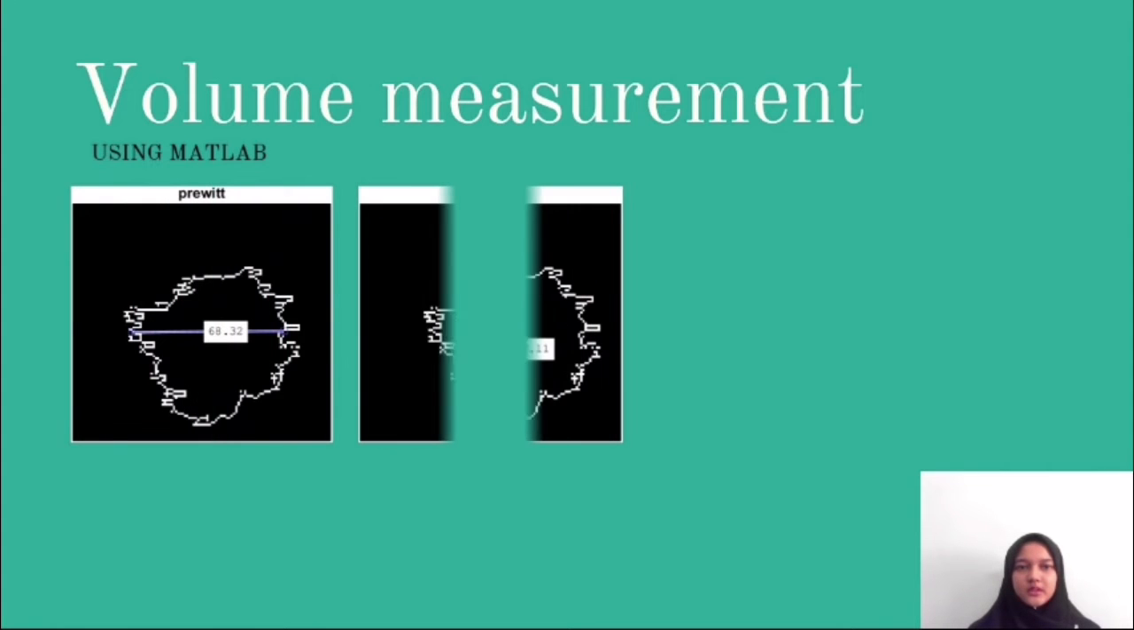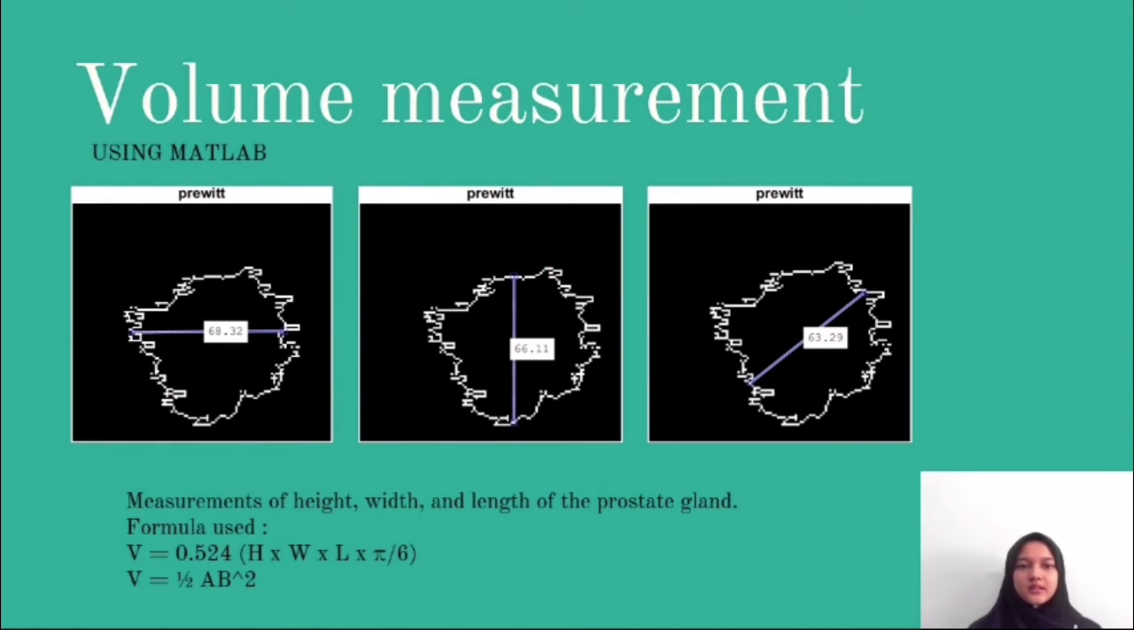Volume and measurement by using MATLAB. This is how we measure the line from horizontal line, vertical line, and also diagonal. And then we insert into these two formulas.